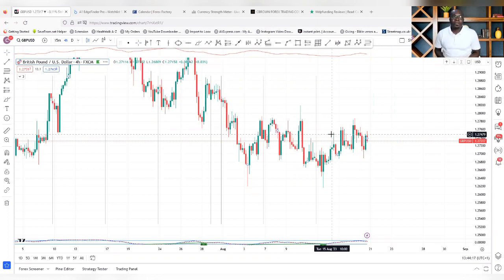GBPUSD. So we are looking at British pounds, United States dollars today as our major currency pair.